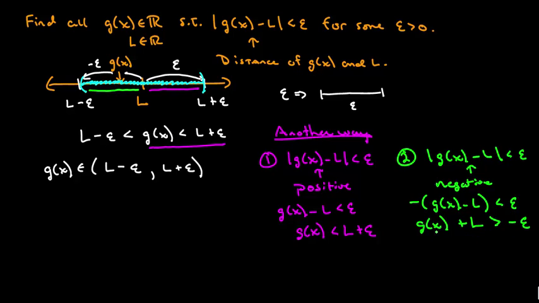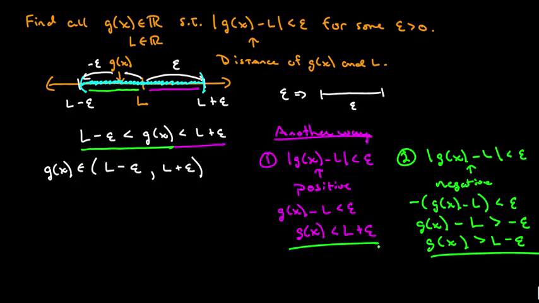And if I start moving some things, this should be negative, and if I move my L over, I have g of x is strictly greater than L minus epsilon. Where do you see that? g of x is greater than L minus epsilon. So if you put this guy together with this guy, you get this guy as well. So again, there's two approaches to looking at this.